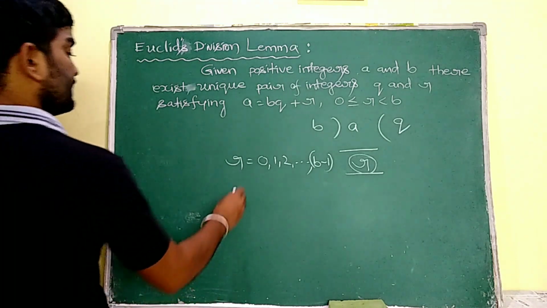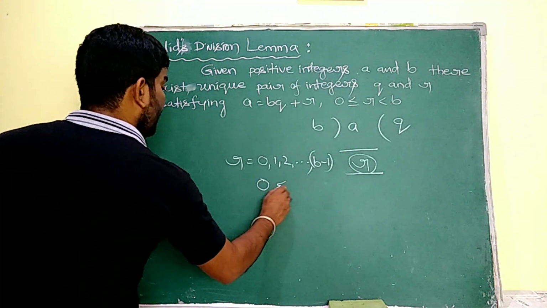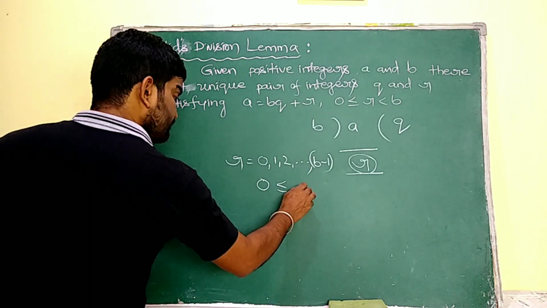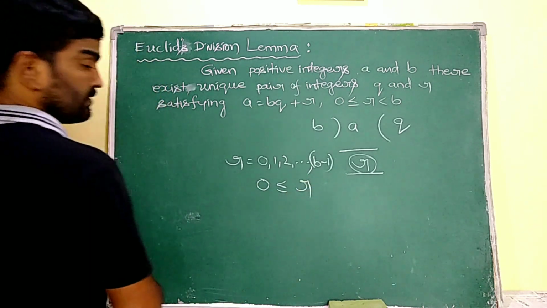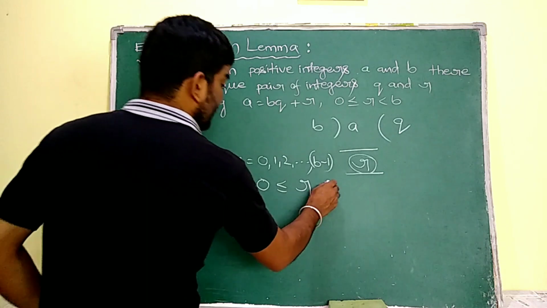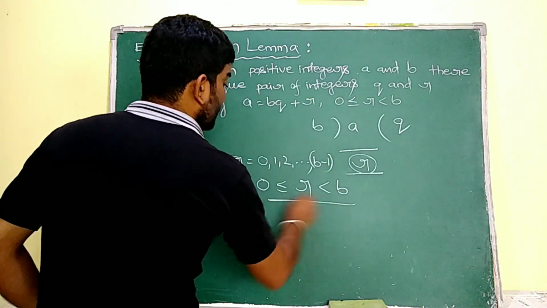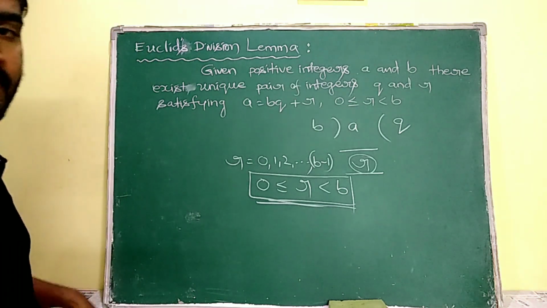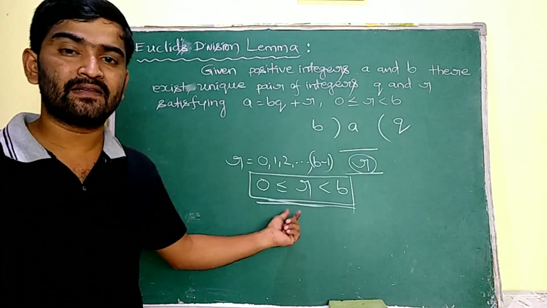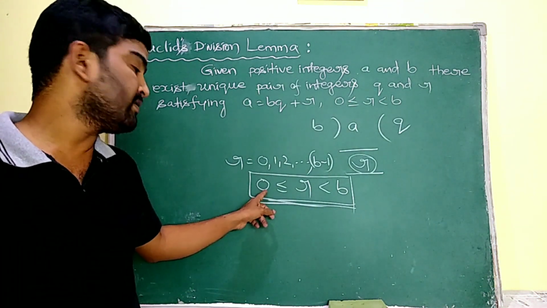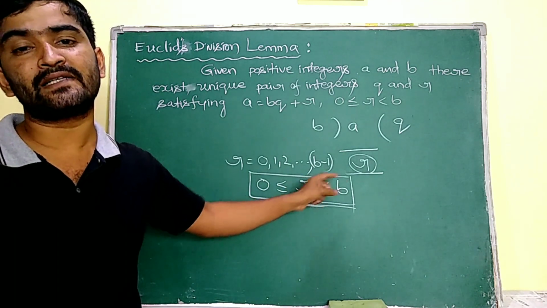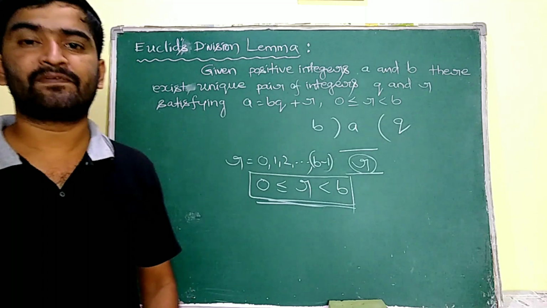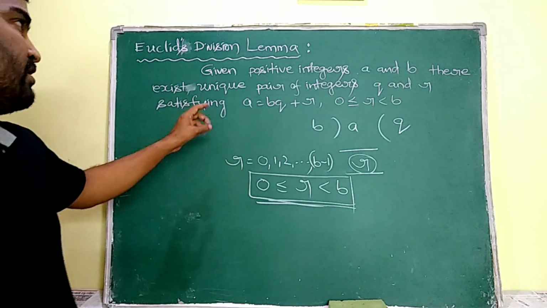That is why the condition for r is that r is equal to 0, or greater than 0 and less than b. This is the very important condition. The relation between divisor and the remainder is 0 is less than or equal to r is less than b. This is the very important definition, and it is a theorem also.